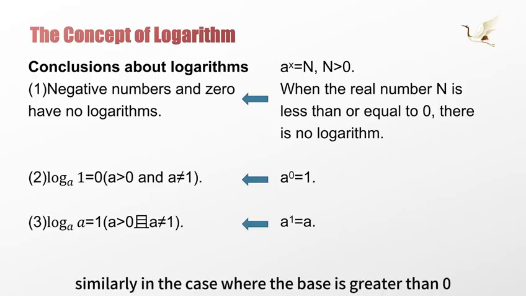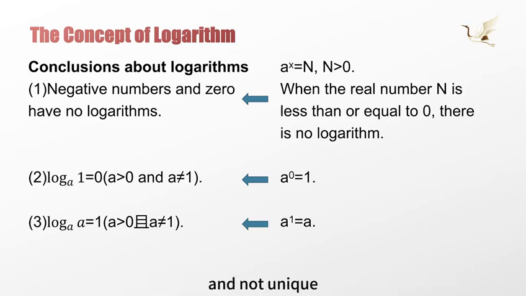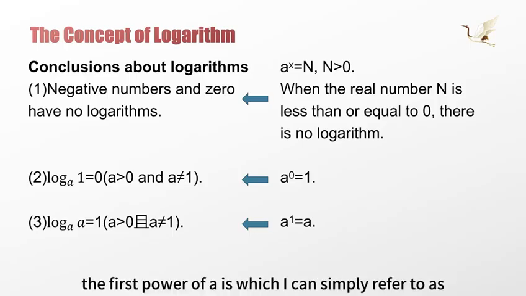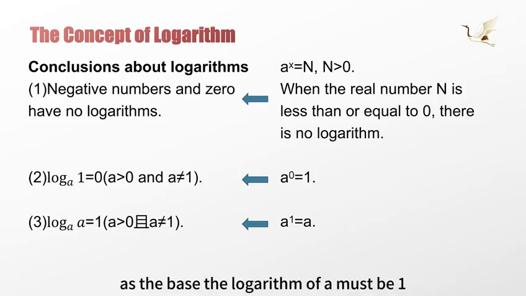Similarly, in the case where the base a is greater than 0 and not equal to 1, any number to the power of 0 is 1. So, the logarithm with a as the base of 1 is equal to 0. Similarly, the first power of a is a, which I can simply refer to as the base. The logarithm of a with base a must be 1.